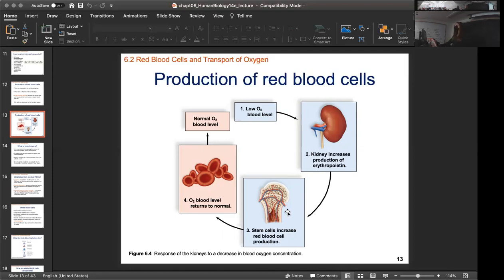bone here. And then we have the oxygen levels in the blood that returns to normal, because when we produce more red blood cells, we're able to essentially transport more oxygen, right? It's like if we got 10 more UPS drivers in each city across the United States, then all of a sudden we can deliver more packages faster.